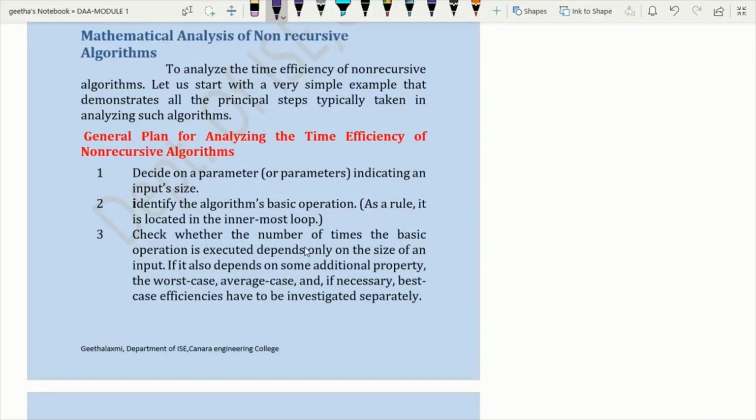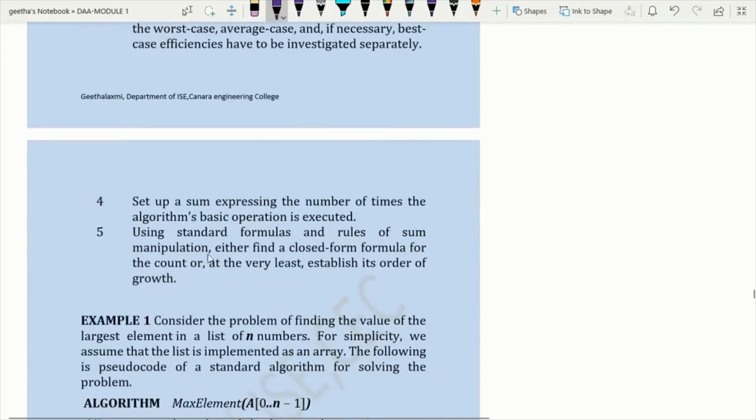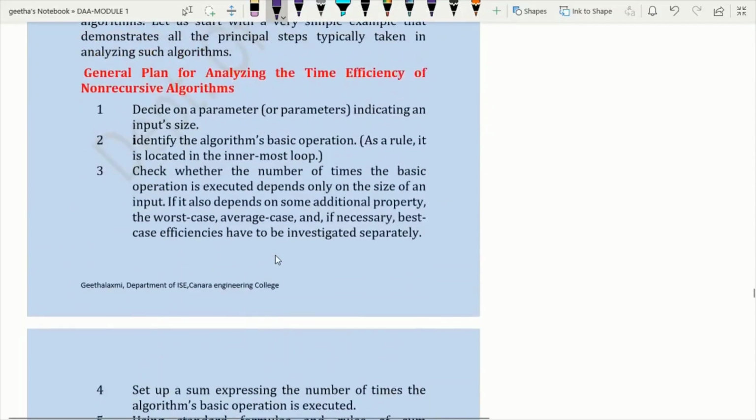Based on that, we can decide the worst case, the average case, and the best case of an algorithm. Next, set up a sum expressing the number of times the algorithm's basic operation is executed, and finally use the standard formulas or rules of sum manipulation to find the time efficiency. These are the 5 steps.